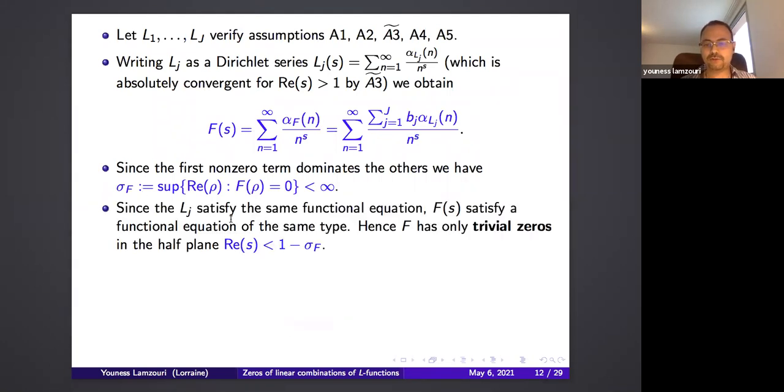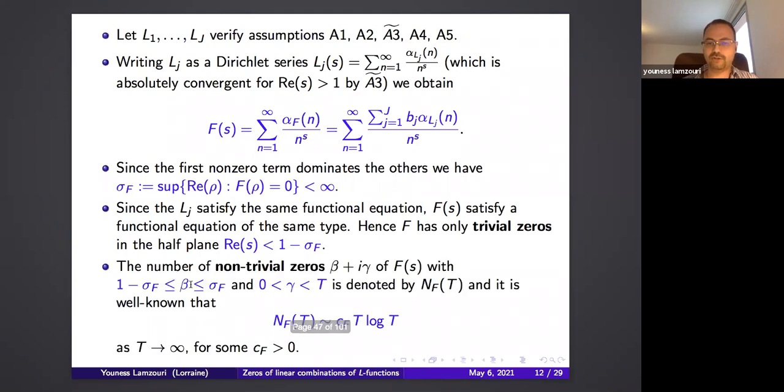And you can use the functional equation, and this tells you that you will not have zeros to the left of one minus sigma_F, except those coming from the poles of the gamma functions in the completed L-function. So you have a similar situation to L-functions in this case. So you have trivial zeros to the left of some strip, and inside the strip, meaning between one minus sigma_F and sigma_F, you have only what we can call non-trivial zeros.